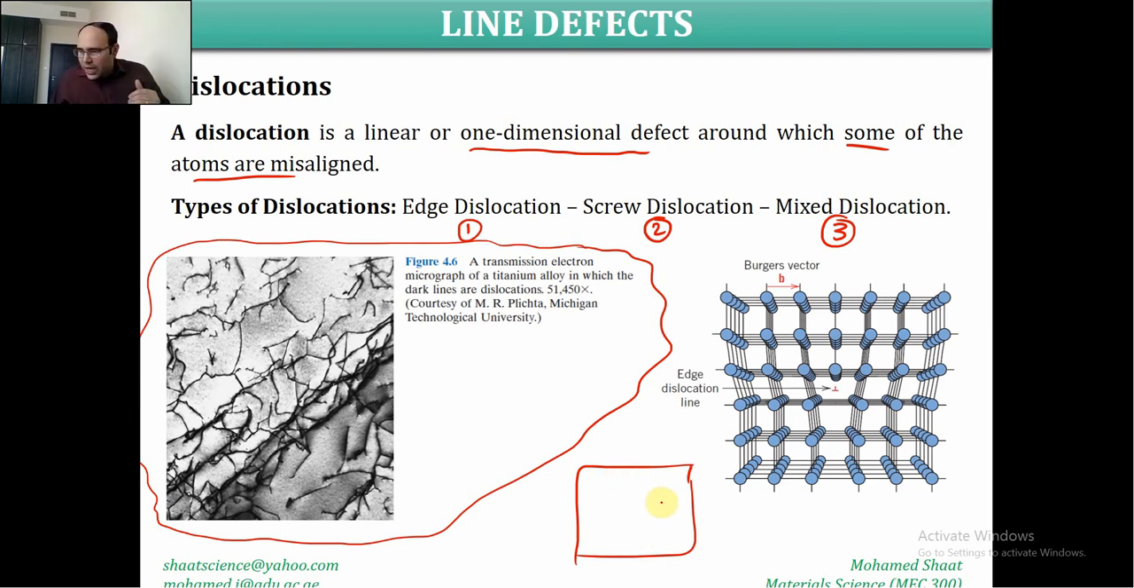But in the real case, we have these dark lines which are very random. Every single line which seems like a crack represents a dislocation inside the crystal structure or this grain structure. So all of these lines are different dislocations. The dislocations are very high here in this crystal, so that's why we have this crack shape in the crystal. But remember, these are not cracks. These are just dislocations inside the grain structure or the crystal structure.